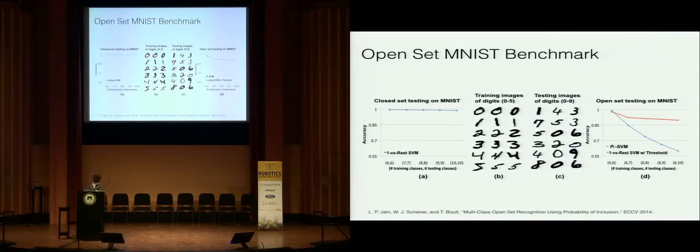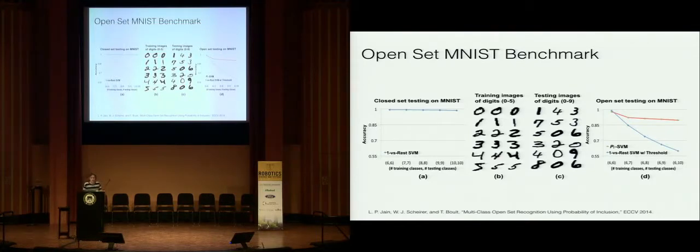If we look at the plot on the left here, this is just a one-versus-rest SVM, training on some number of classes and testing on the same number of classes. So, closed world, using the dataset as it was intended. It's no surprise that the SVM is nearly perfect. We know that this dataset is basically solved. But now let's do something different.